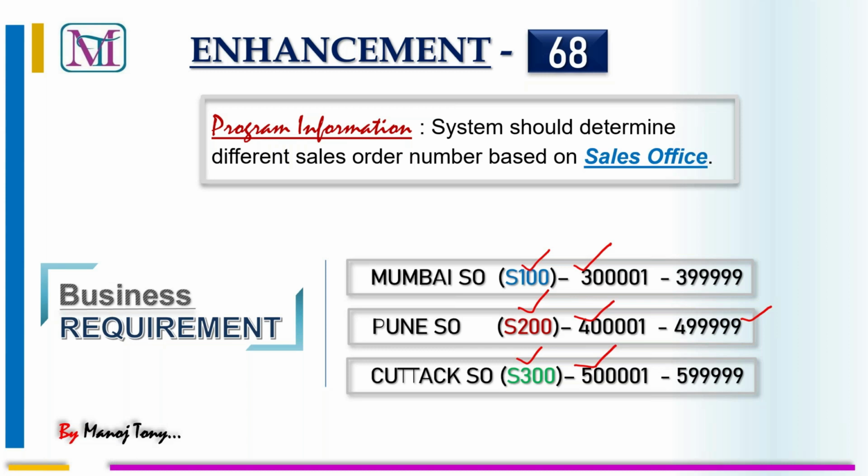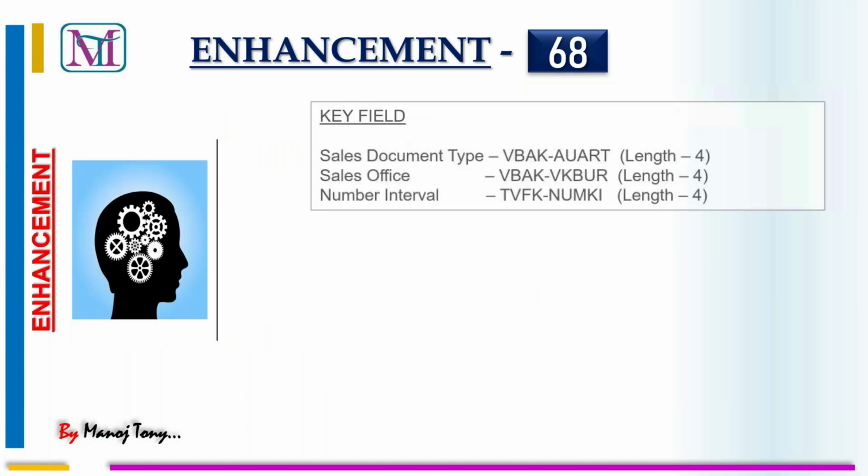But generally, in standard, we don't have a provision because we maintain it in sales document type. So one sales document type, one interval. But here, one sales document type, but different sales office, different interval. This is the client requirement. I hope you understood the client requirement.